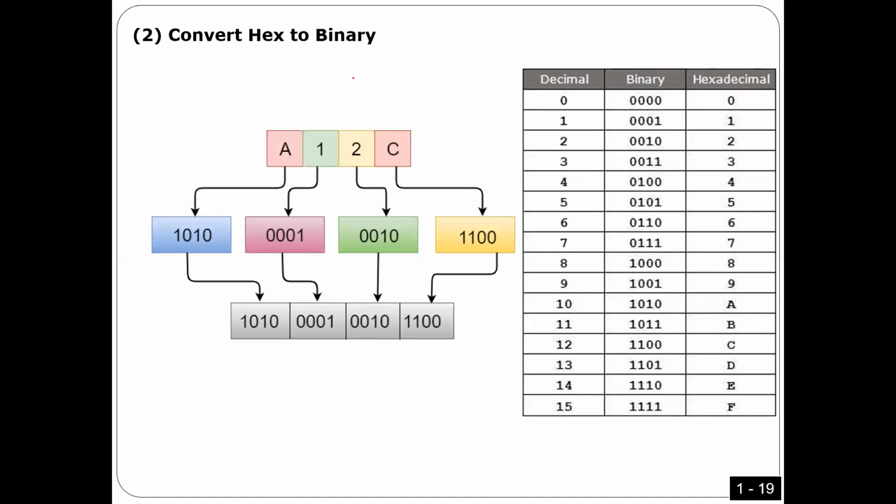Okay. The next one here is how can you convert hexadecimal to binary? It's very easy. All I'm going to do is the opposite now. That's it, the opposite. Okay. So every digit here, this number is in hexadecimal.